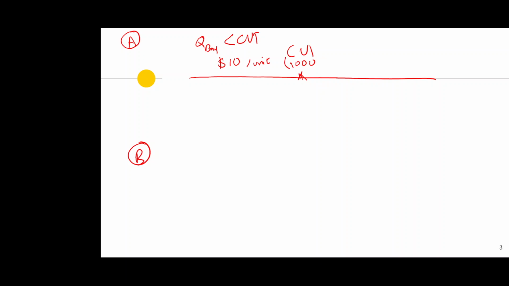This is 1,000 units. If your quantity bought is greater than the cut, then we're going to charge you $8 for everything. And this we call non-standard.